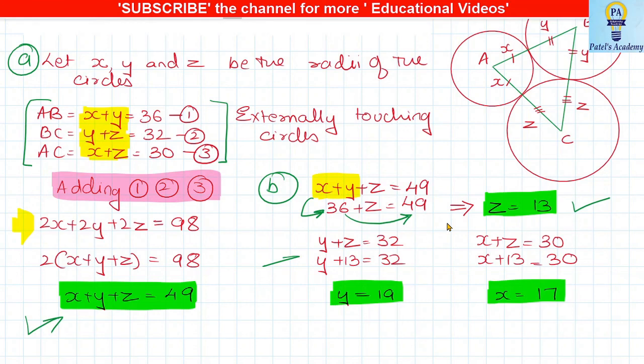Now see this step. See the second equation, y plus z equals 32. I have the value of z. When I shift it to the right hand side, I get the value of y as 32 minus 13, that is 19. And let me take the third equation, that is x plus z equals 30. In that I have the value of z as 13, and after I shift the value of z, I get x as 17. So these are the 3 radii. Your final statement should be the radii of the 3 circles are 13, 17 and 19.